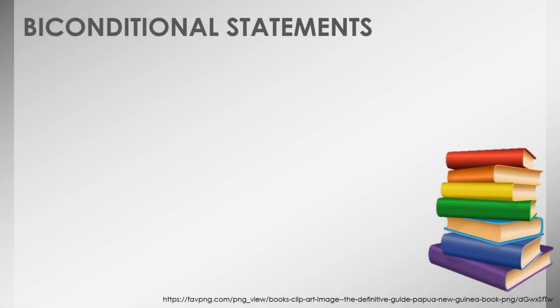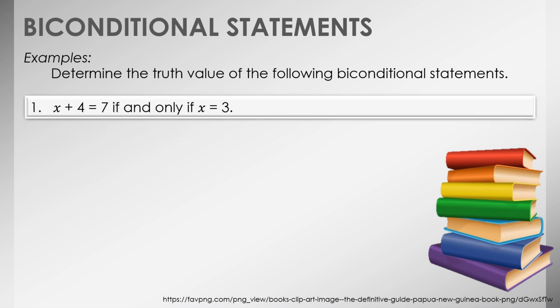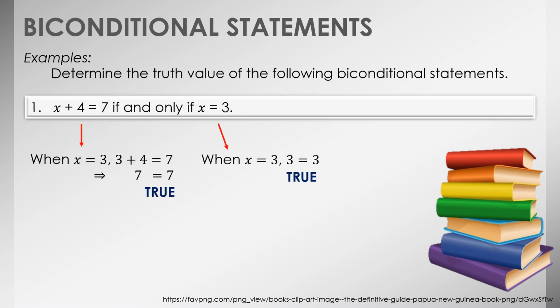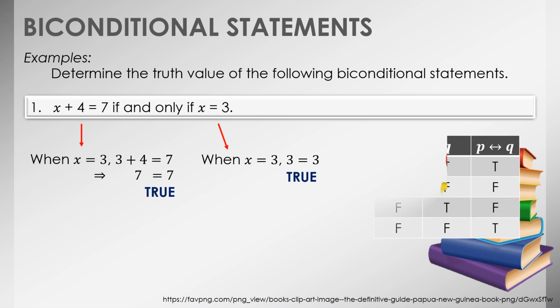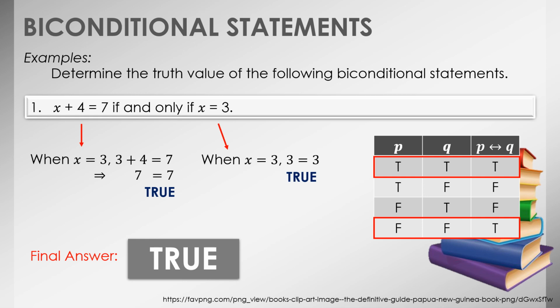For illustration, we have this example. In this, we will be determining the truth value of the following given biconditional statements. So for the first one, we have this. Note that both equations are true when x is equal to 3, as shown in the illustration, and both are false when x is not equal to 3. Since the equations have the same truth value for any value of x, based on this truth table, we can see that we are either on the first or last case. Both cases result in a true biconditional statement. Hence, the given biconditional statement is true.